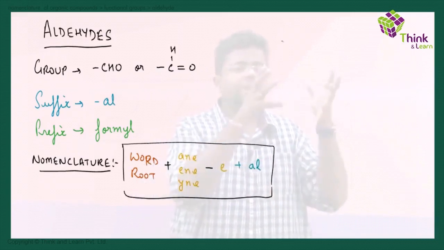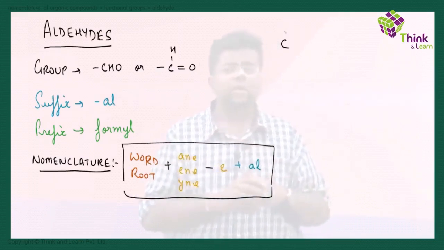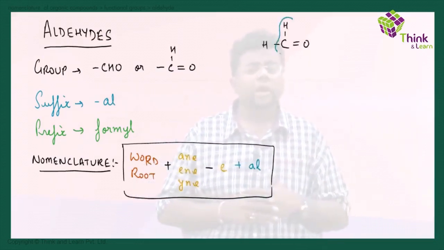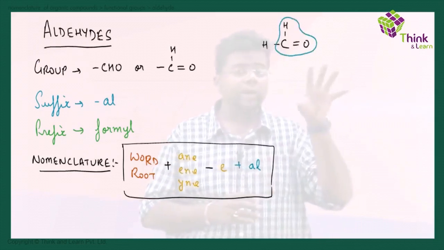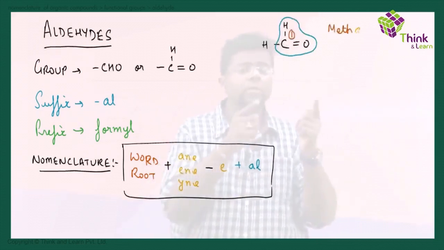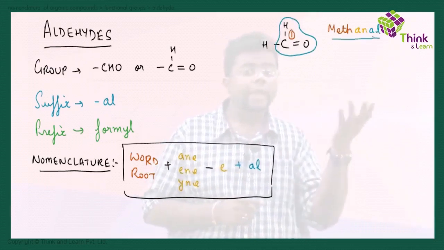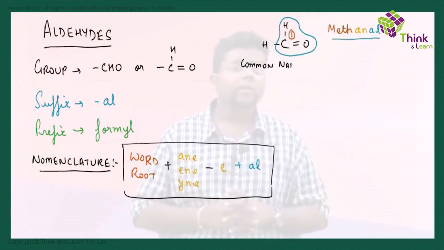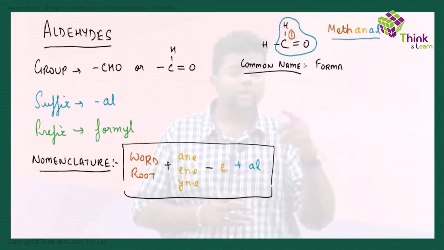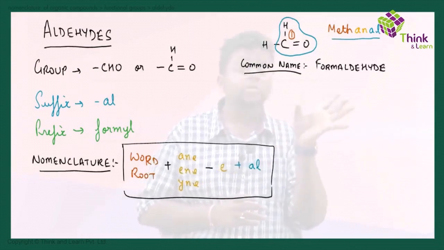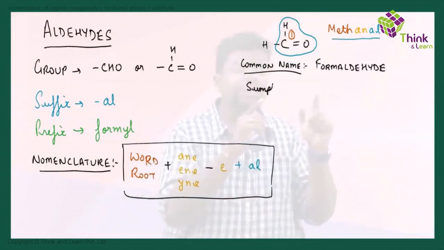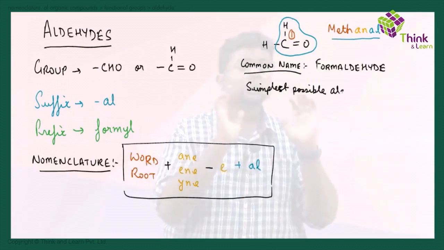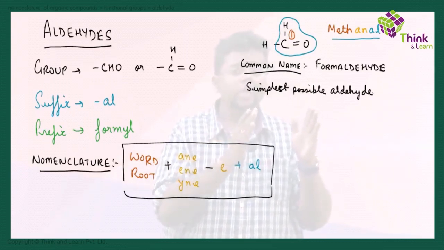Now let's take one example. If I take an example over here, which is a 1-carbon aldehyde, so this would be your aldehyde group. So 1 carbon means meth is the word root. Ane would be added and this would be called methanal. And the common name, yes, the common name is very interesting. It is called formaldehyde, and this is the simplest possible aldehyde known to us.